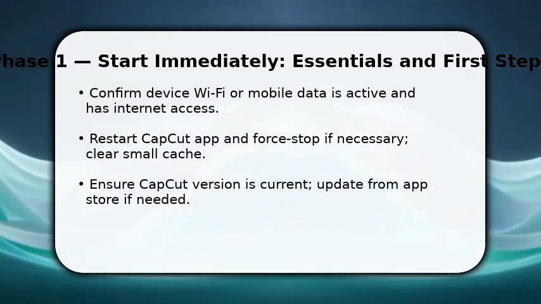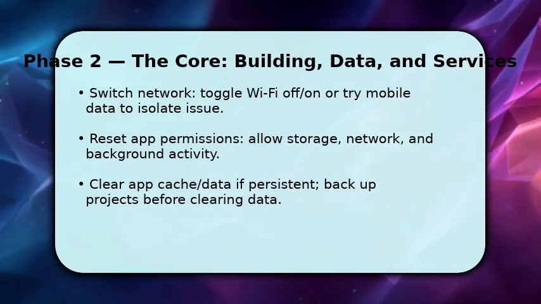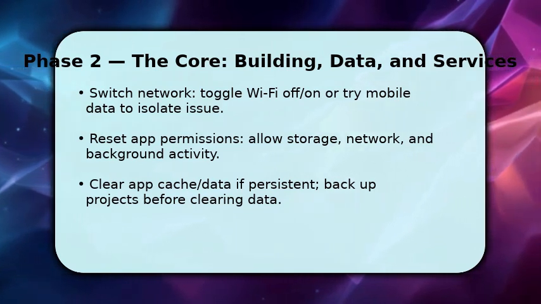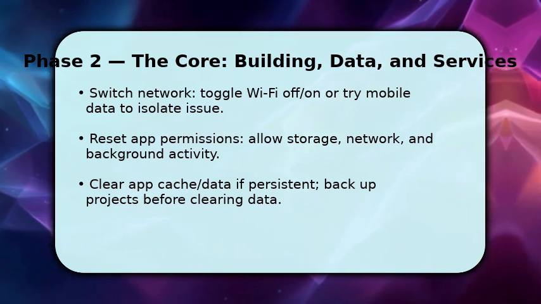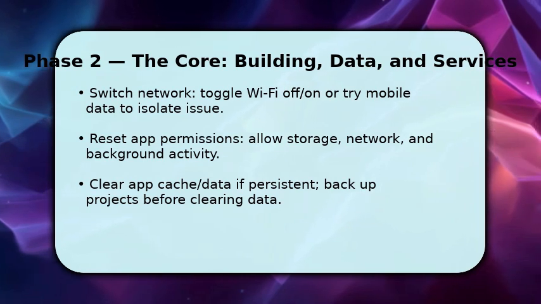Next, you isolate network causes by toggling Wi-Fi off, then on, or switching to mobile data to see if the problem follows the network. Once done, open system settings and confirm Capcut has permissions for storage, background activity, and network access. Without them, uploads/downloads fail.